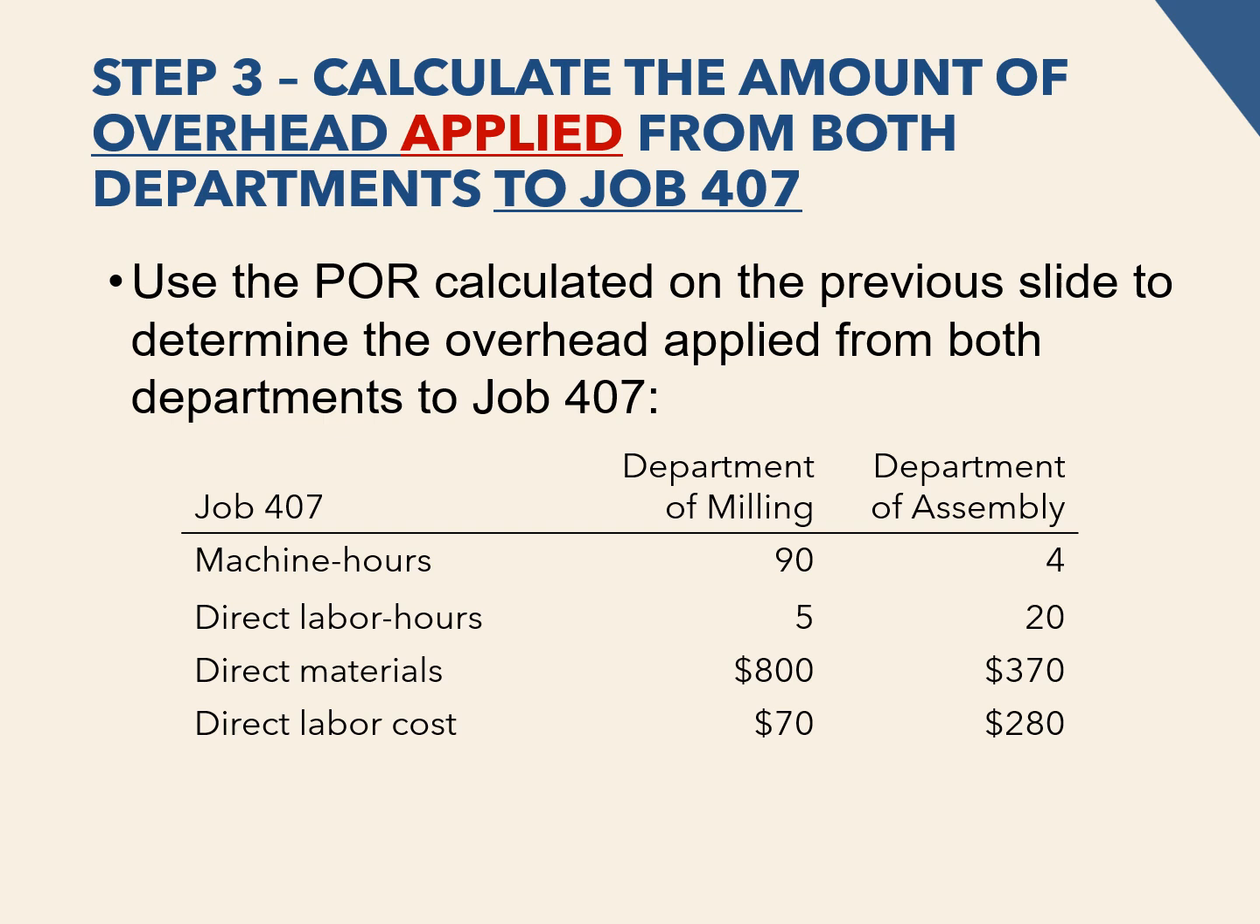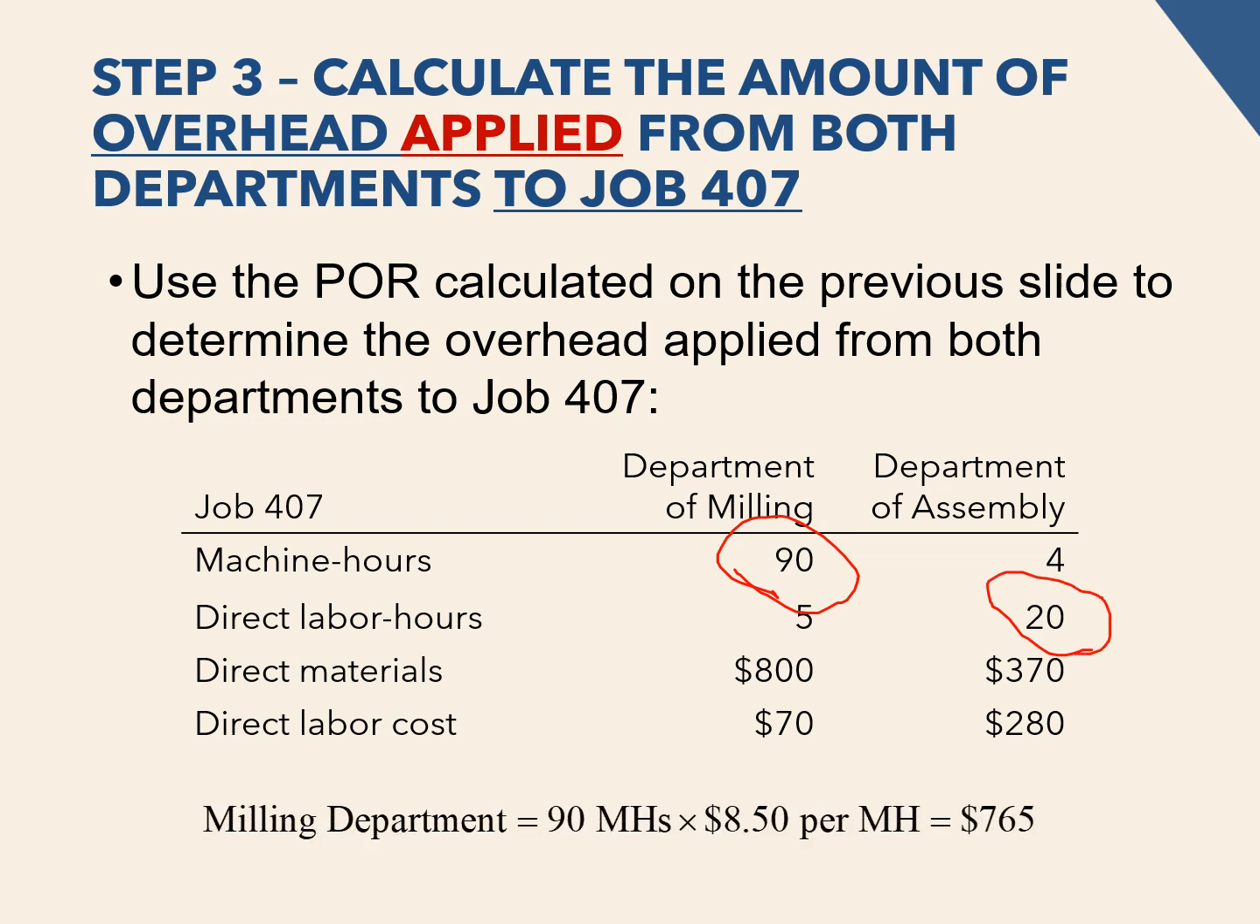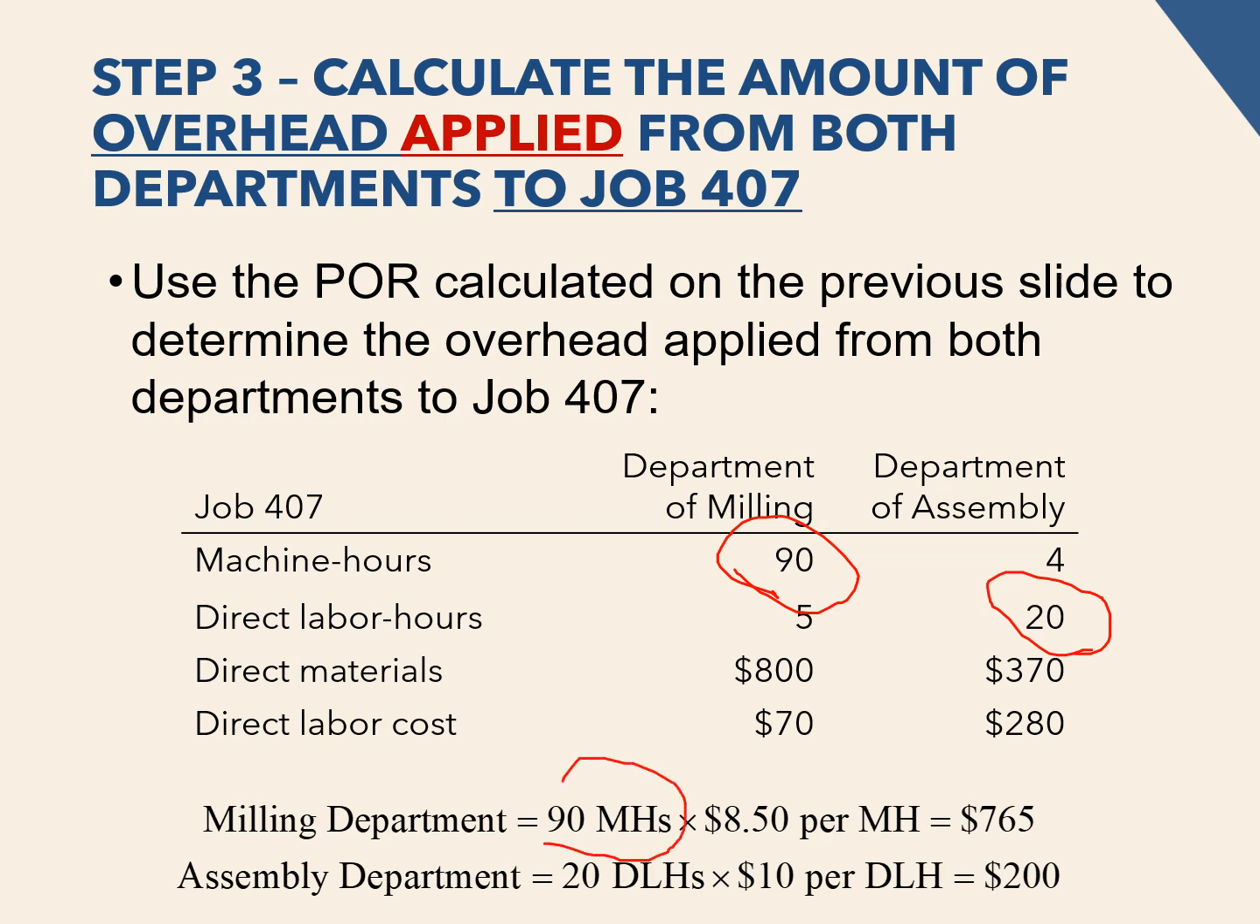For the milling department, the total machine hours used is 90 hours. For the assembly department, the total direct labor hours used is 20 hours. So the amount of overhead applied from milling to Job 407 is $765. For assembly, it is $200. See, this is the cost driver and this is the cost driver as well.